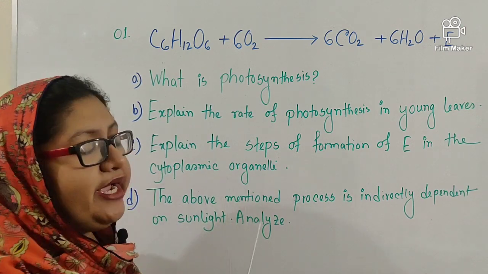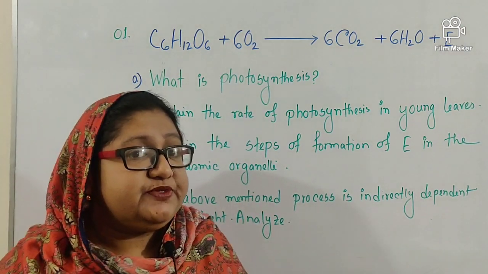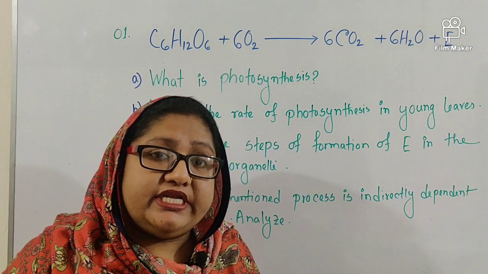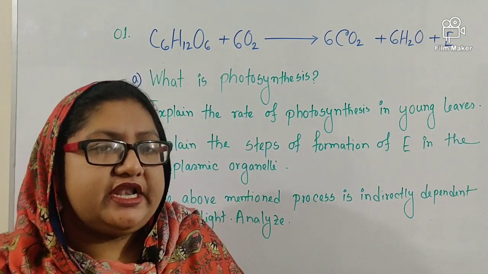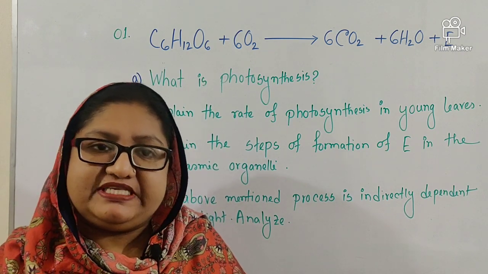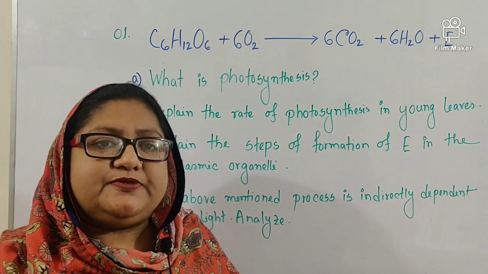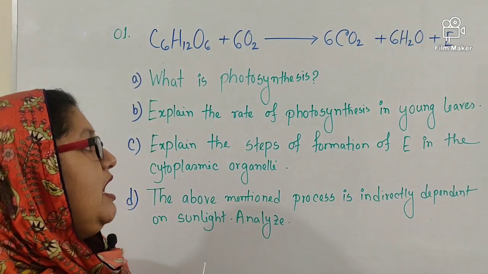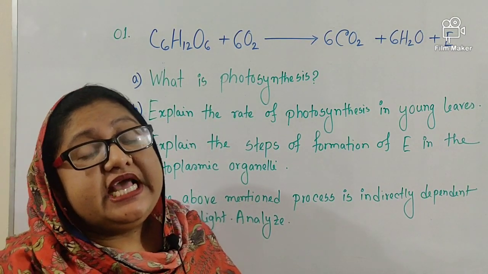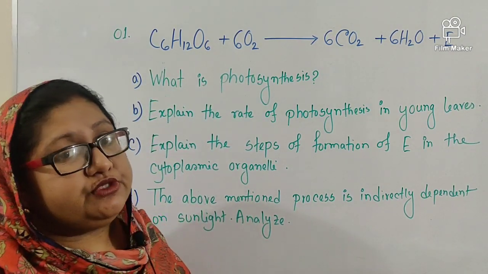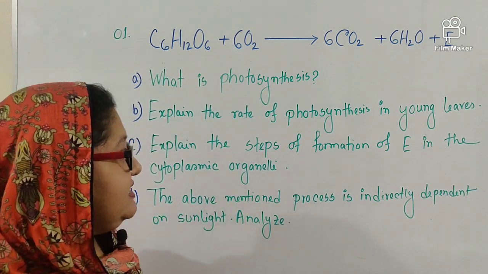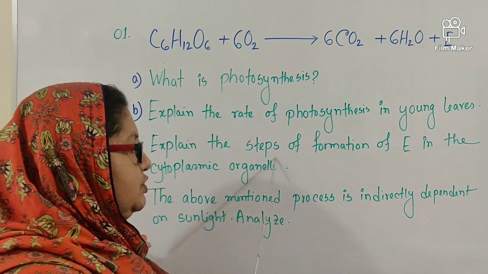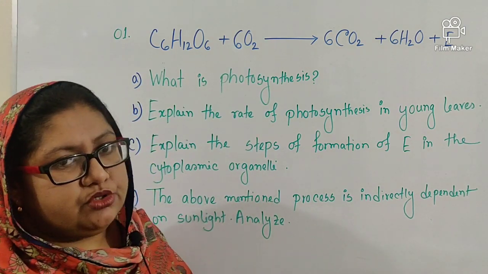You are asked to write the 2 steps that take place in the cytoplasmic organelle, that means in the mitochondria. Because among these 4 steps, glycolysis and formation of acetyl-CoA, the first 2 steps take place in the cytoplasm. But the next 2 steps, that is Krebs cycle and electron transport system, take place in the mitochondria. So the organelle is mitochondria.